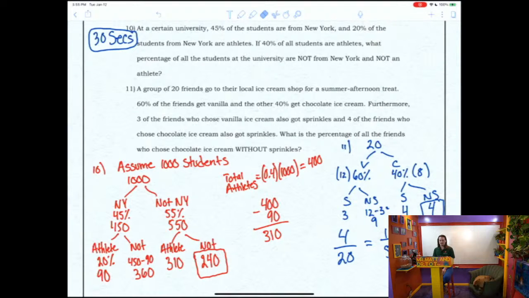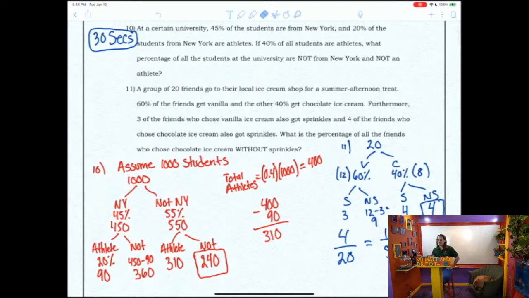And then lastly, what they're actually asking us for is the percentage of all students that are not from New York and not an athlete. So if there's a total of 550 students that are not from New York and 310 of those are athletes, that means that 240 have to not be athletes.